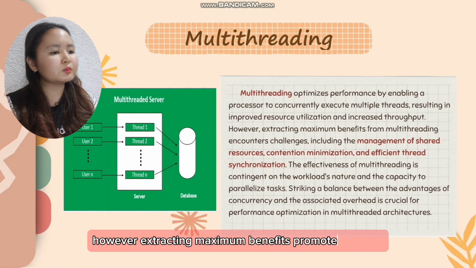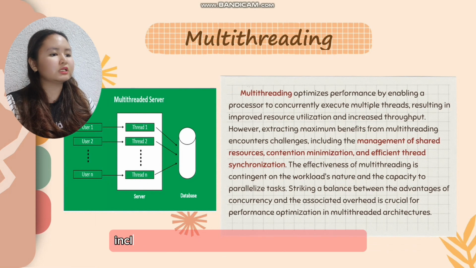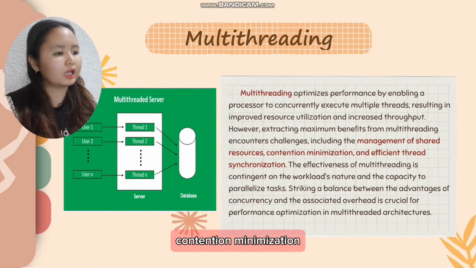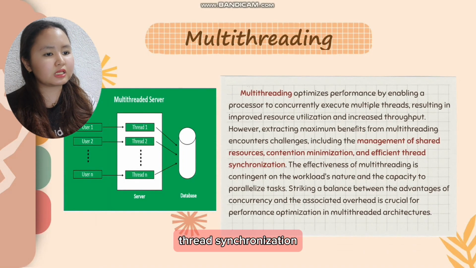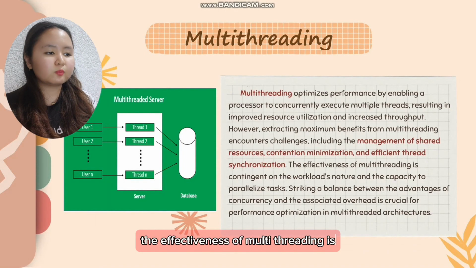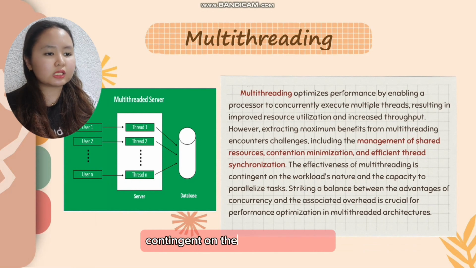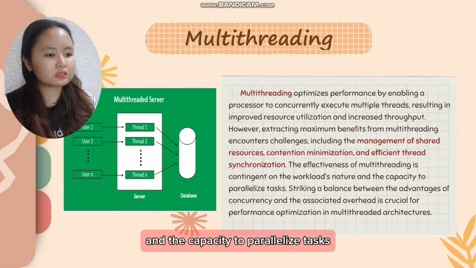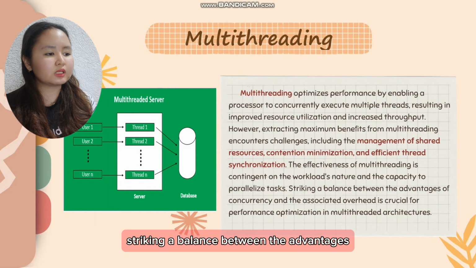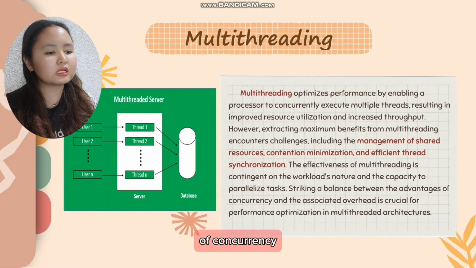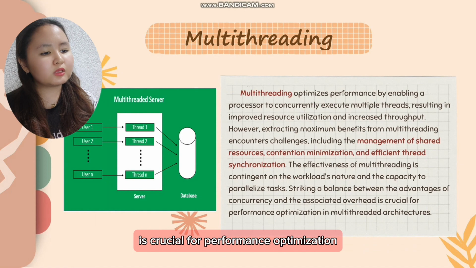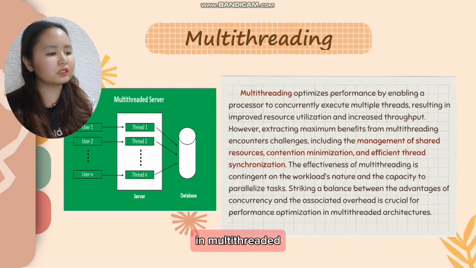However, extracting maximum benefits from multithreading encounters challenges including the management of shared resources, contention minimization, and efficient thread synchronization. The effectiveness of multithreading is contingent on the workload's nature and the capacity to parallelize tasks. Striking a balance between the advantages of concurrency and the associated overhead is crucial for performance optimization in multi-threaded architectures.